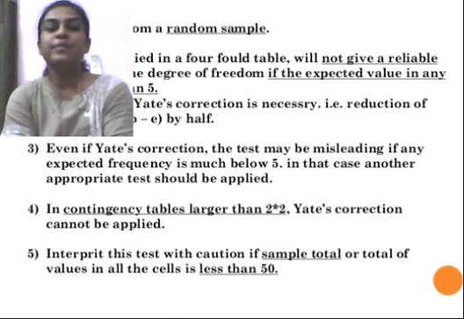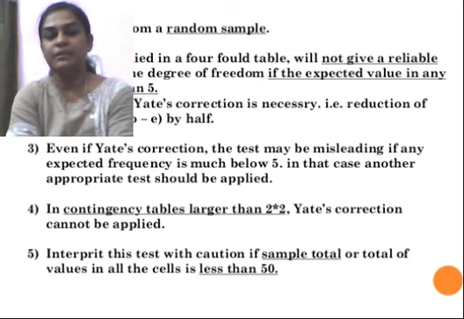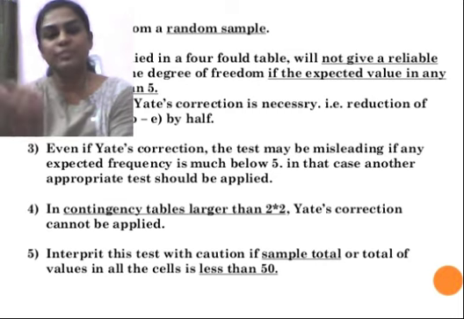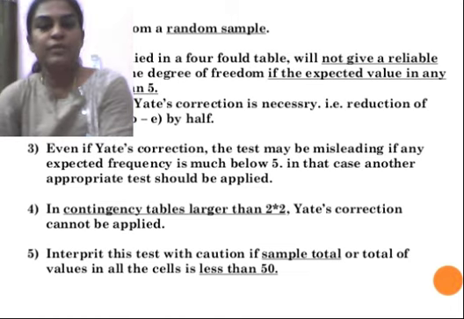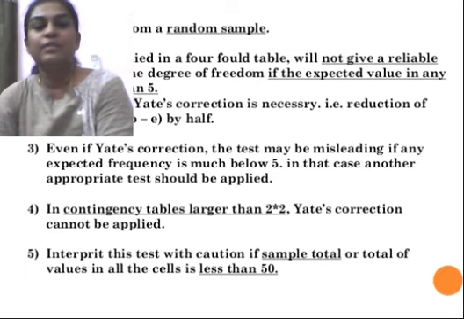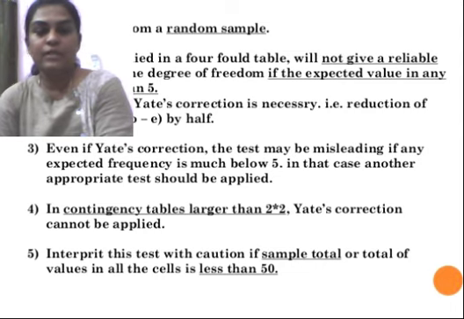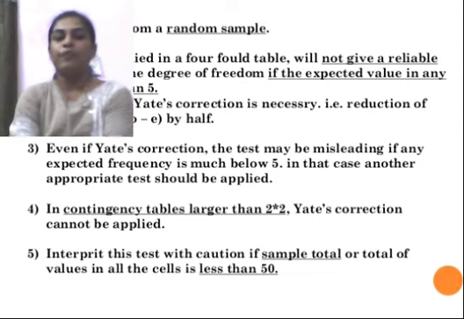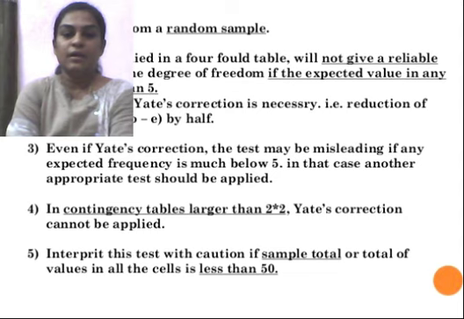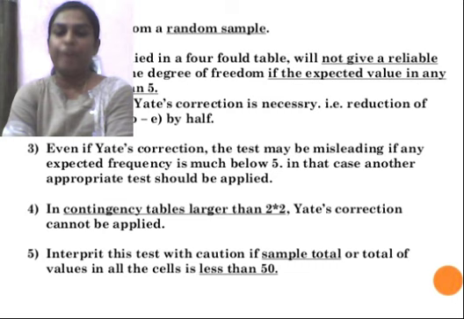The data is from a random sample. All the data we took randomly here. That is one limitation. We don't know exactly if those people are suitable for the test or not. Another point, it will not give you a reliable result with 1 degree of freedom. Again, if the expected value in a cell is less than 5, it doesn't work properly. And also this test may be misleading if any expected frequency is much below 5. This is another problem here.